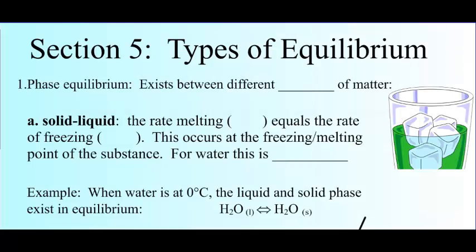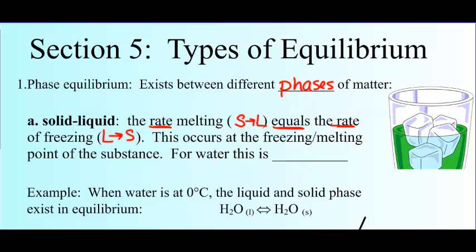There are 3 different types of equilibrium we have to talk about. The first one is phase equilibrium. Obviously, these exist between different phases of matter as they undergo a phase change. So that would be, for example, when the rate of melting, the solid turning into the liquid, equals the rate of freezing, the liquid turning into the solid. Okay, but again, look at this. Rate equals rate. Rates are equal.